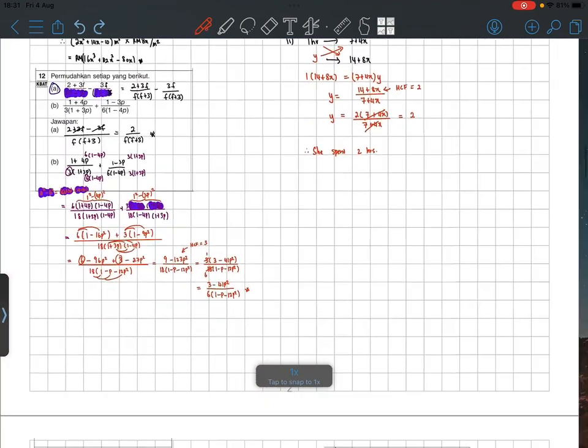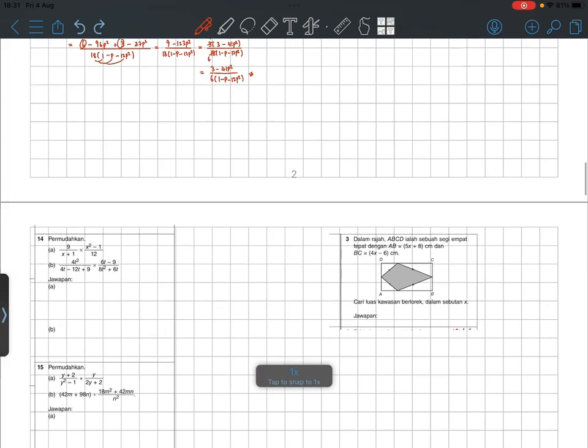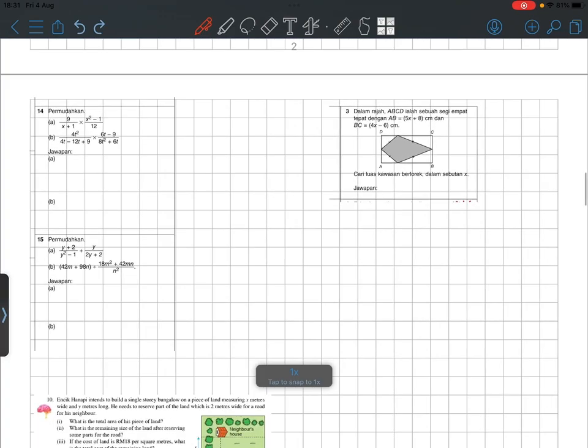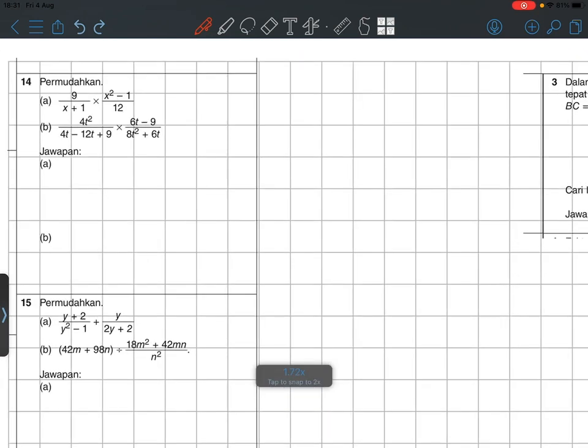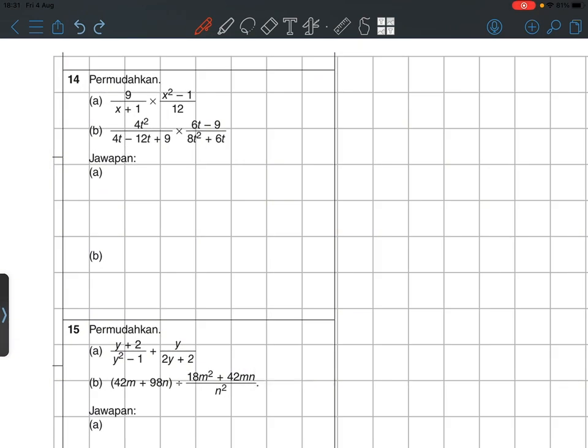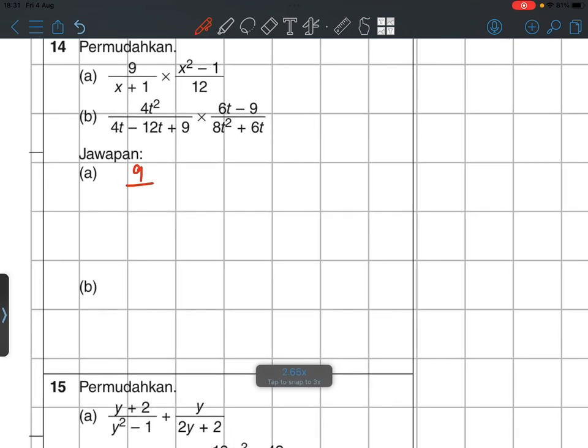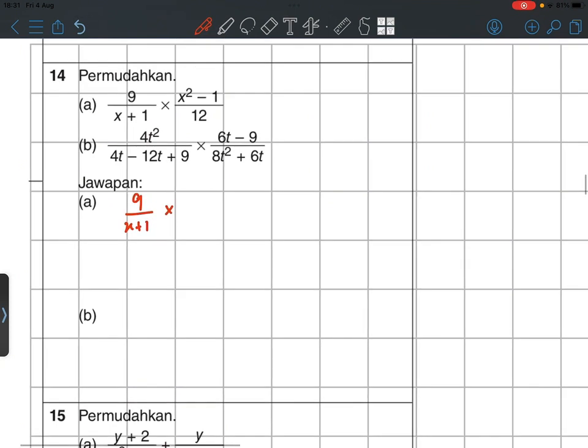Alright, so next question. So it's a very interesting question. So question 14. Okay, so we need to simplify again. So this is multiplication basically. So 9 divided by (x plus 1) multiply with the x square. So remember x square minus 1, so this is actually 1 square.